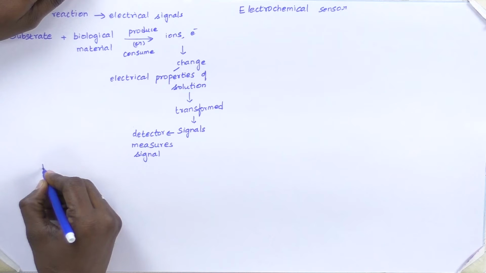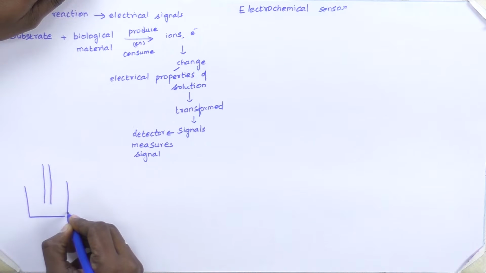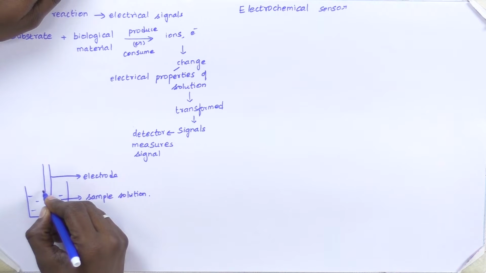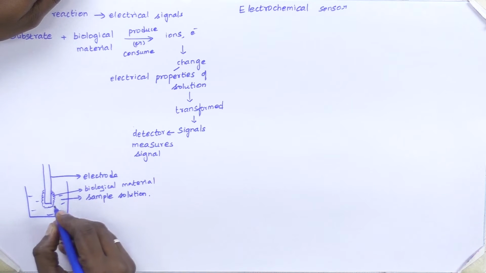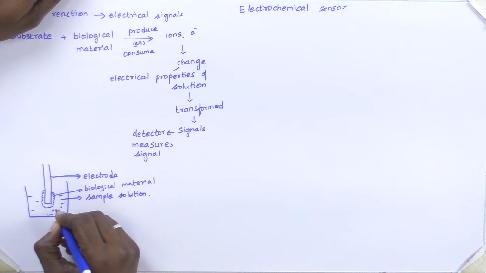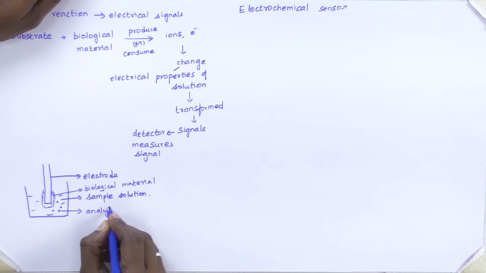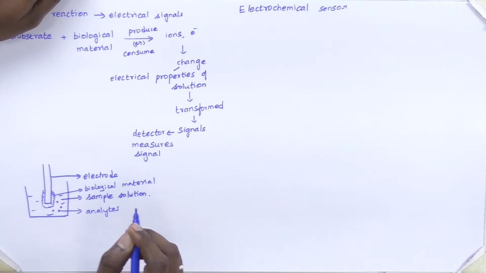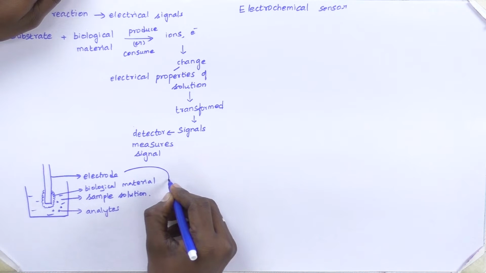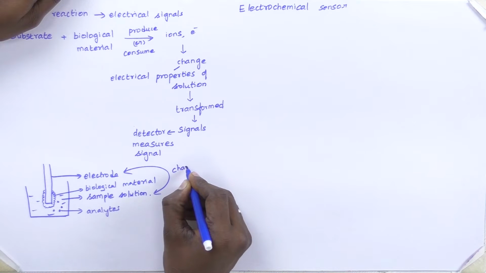When a sensor, that is an electrode, is placed in a solution, that is the sample solution, the electrode consists of a biological material. This biological material reacts with analytes present in the test sample. As a result, charge transfer occurs between the electrode and sample solution.